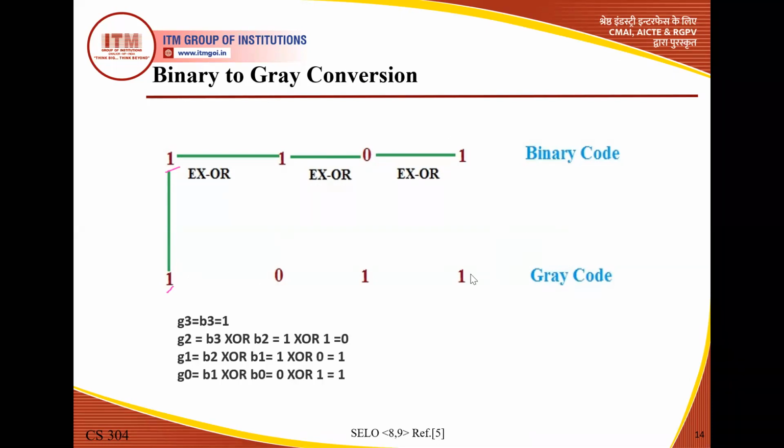Now this is the same formula. G3 equals B3, so this is replaced here. Again, this is G2: B3 XOR B2, 1 XOR 1 is 0. For G1, for this bit, B2 XOR B1, 1 XOR 0, is 1. And for G0, B1 XOR B0, meaning 0 XOR 1, we have 1. So this is the method. With the help of this, we can easily convert a binary number into gray.